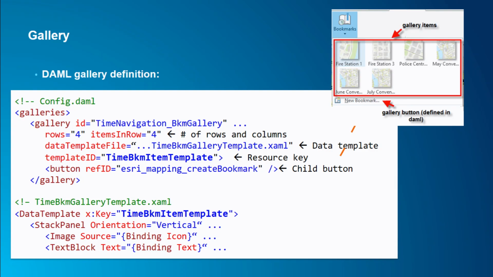So this slide basically shows you a little more information on how a gallery is defined in DAML. The first snippet over here is a gallery definition in DAML. This is where you get to define things like how many items you want in a row and how many rows you want. And then you make a reference to your XAML file where you design the appearance of the gallery. And at the bottom is a small code snippet of the XAML file. The main thing to note here is that the data template's key matches the data template file that you define in DAML. So that's the connection.